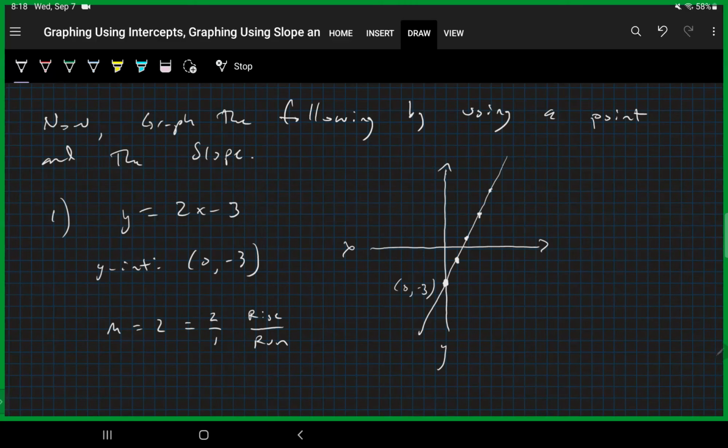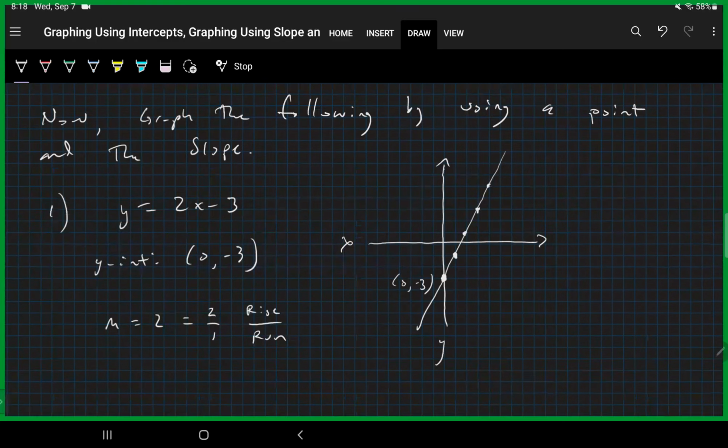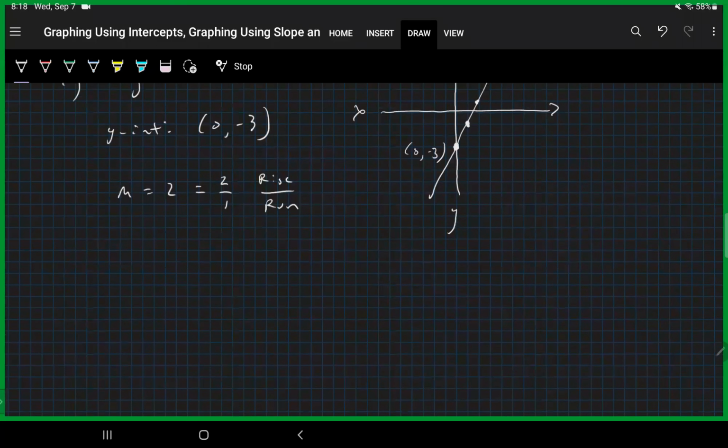So there's a couple things about that. It works great if you found the correct starting point, and any point on that line is a good starting point. The other thing is it only really works when you have a nice slope. And so I have a slope of 2, which is 2 over 1. If I have a fractional slope, which I'll see in the next example, it's not too bad.